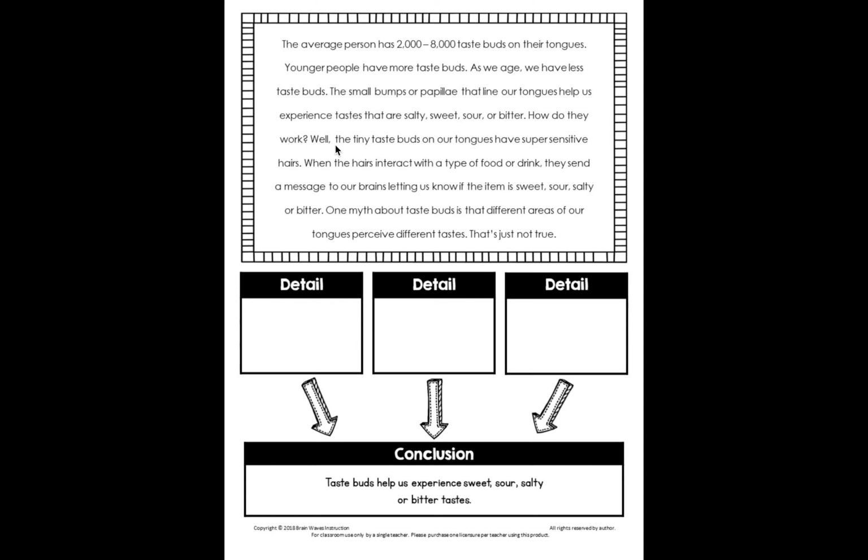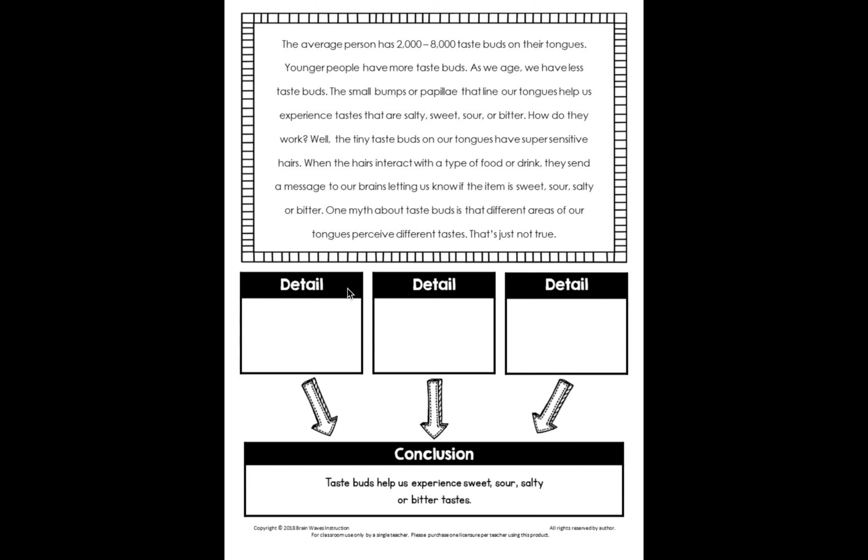Well, the tiny taste buds on our tongue have super sensitive hairs. When the hairs interact with the type of food or drink, they send a message to our brains letting us know that the item is sweet, sour, salty, or bitter. One myth about taste buds is that different areas of our tongue perceive different tastes. That's just not true. All right, the conclusion is taste buds help us experience sweet, sour, salty, or bitter tastes.